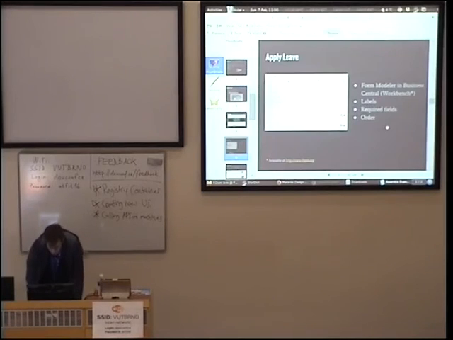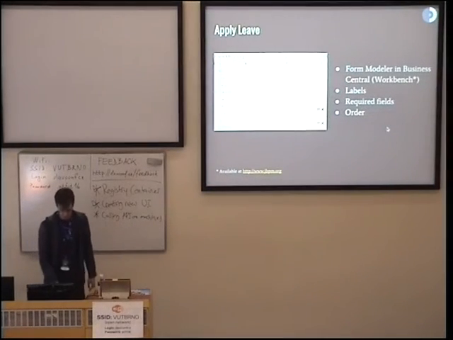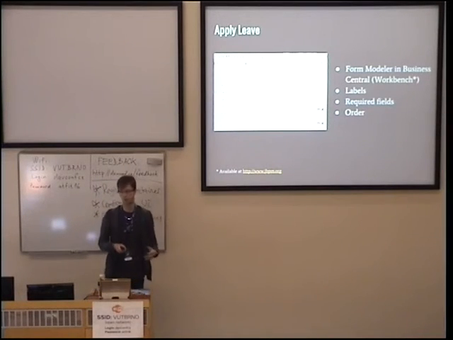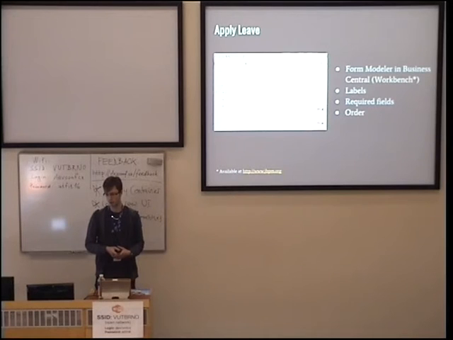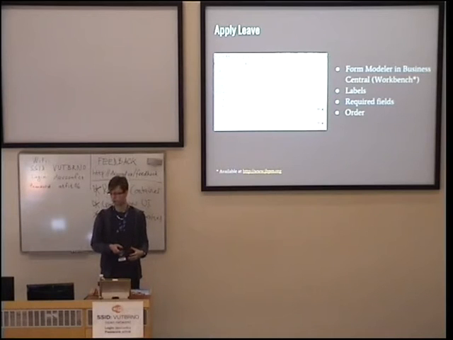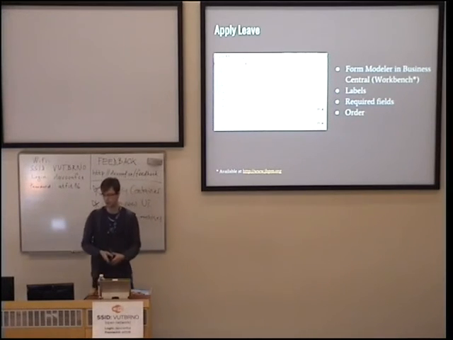So let's go back to the presentation. Okay, the first thing we wanted to do was to fill a form to apply for a leave. So I modeled it in Business Central, in Form Modeler. I just put there all the fields, set the labels, set which fields are required, change the order, etc. So whenever I want, I can add some fields, I can change how the form would look like, and so on.